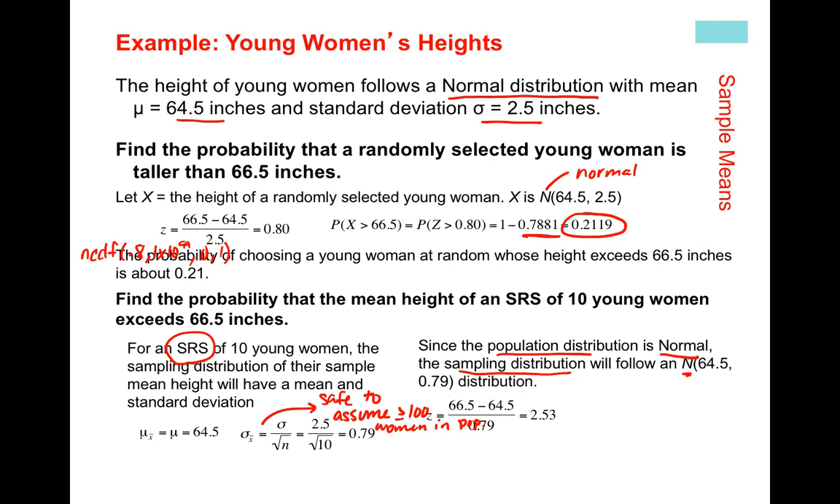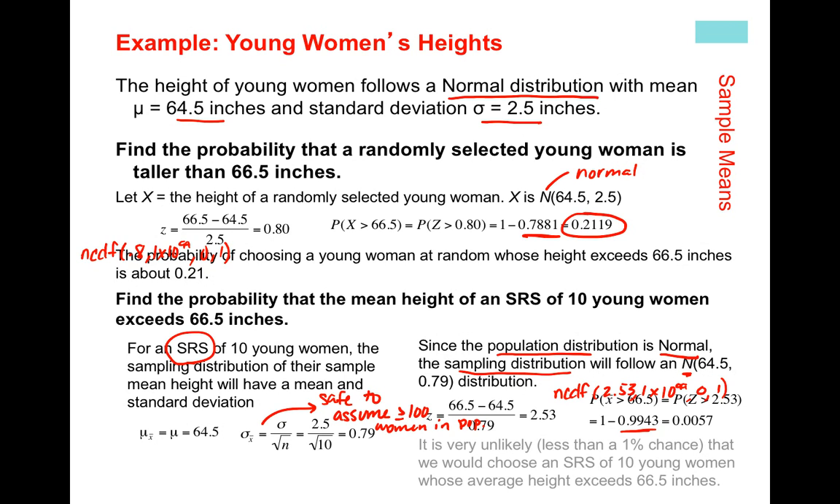So then we can calculate our z-score. It's our 66.5 minus 64.5 over 0.79. And then again, just like the last one, when we calculate our probability, if we're using the normal CDF, 2.53 would be the lower bound, 1 times 10 to the 99th would be the upper bound, and 0 and 1 for the mean and standard deviation, in the right order. And then we're looking for the area to the right. So again, if you were using table A, this is the area to the left, subtract from 1. So it's about a 0.6% chance.